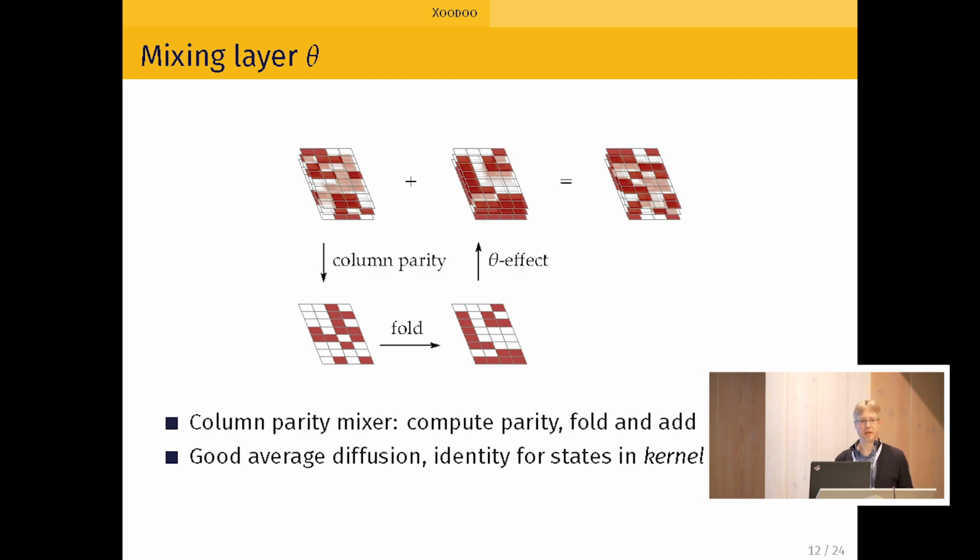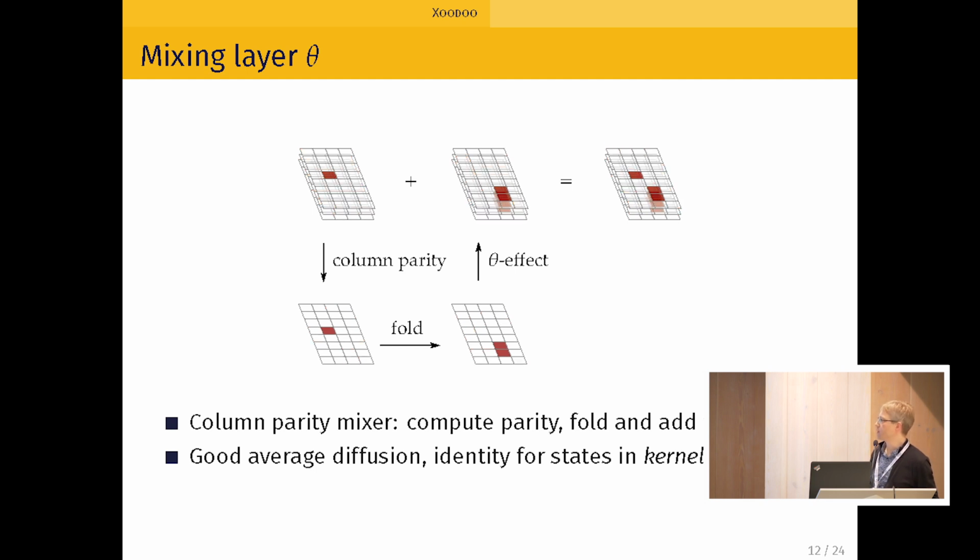Theta is the mixing layer, so it's a column parity mixer. The idea is that we first compute the parity of all the columns here. Then there is some folding, so the idea is that two copies of the parity are XORed together with different translations. Then the result is XORed back into the state, and that's the result.